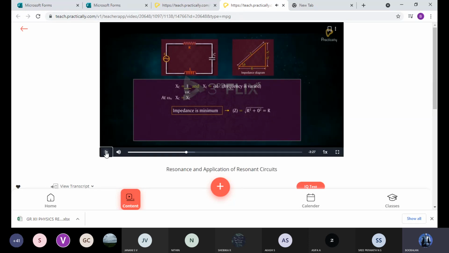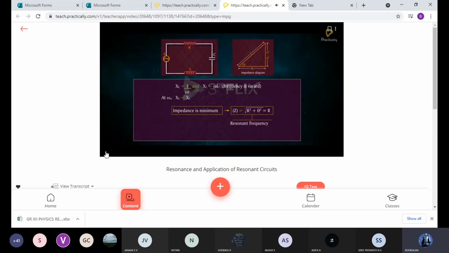The impedance formula is Z equal to root of R square plus (XL minus Xc) whole square. Now when both are equal, XL and Xc, the difference is 0. So impedance is minimum, so Z is equal to R. This is called the resonant frequency.